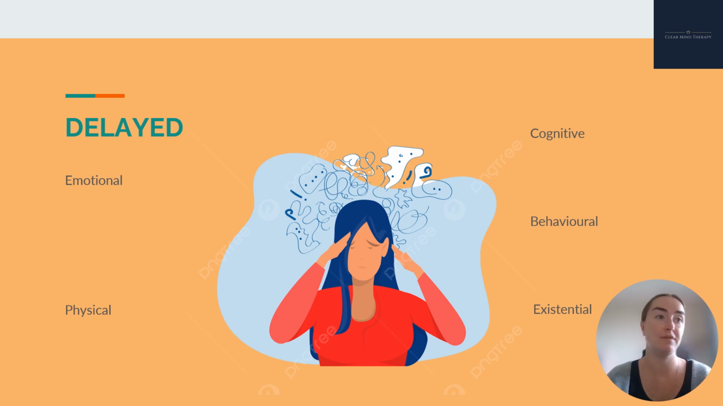And then we have delayed behavioral reactions. So these can look like avoidance of event reminders, social relationship disturbances, decreased activity level, engagement in high-risk behaviors or impulsivity, increased use of alcohol and drugs, and withdrawal.